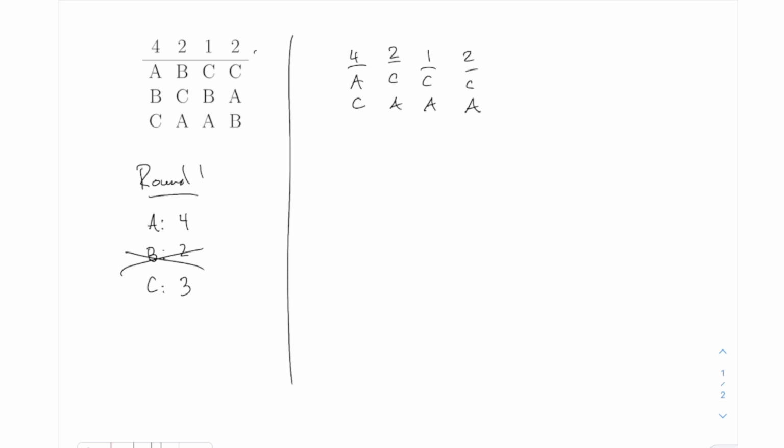I count again the votes in the top position. A now has 4, C has 5, and so C is the winner. And that's the end, all right?